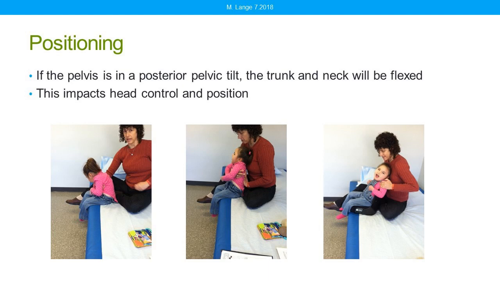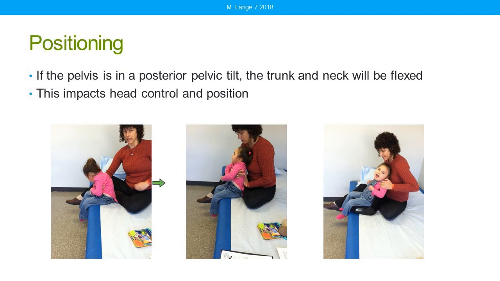So here's an example. This little girl here is showing a significant posterior pelvic tilt and trunk flexion or kyphosis. This is all flexible, but she's got this nice rounded position. So where's her head? Well, it's looking down. And if she was to lift her head up right now, her neck would be hyperextended.